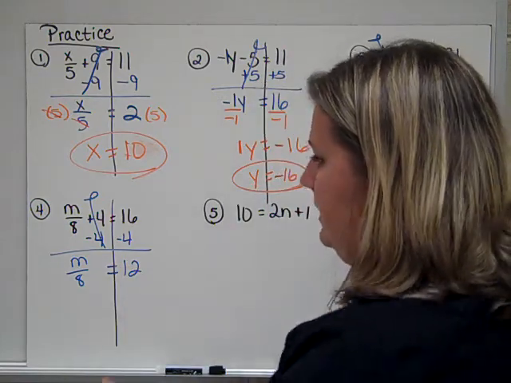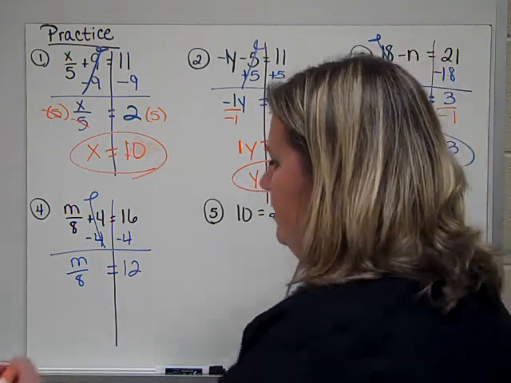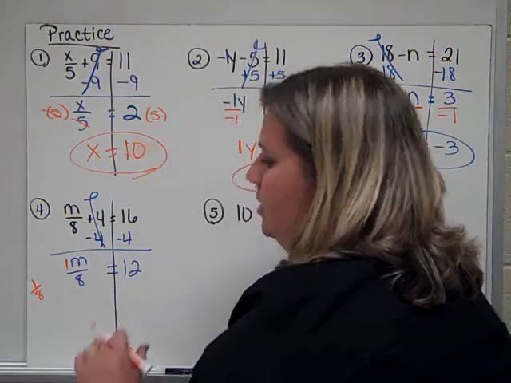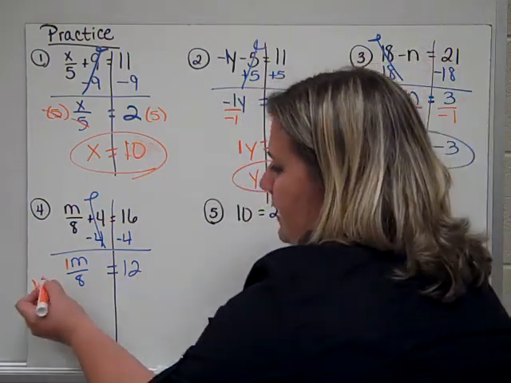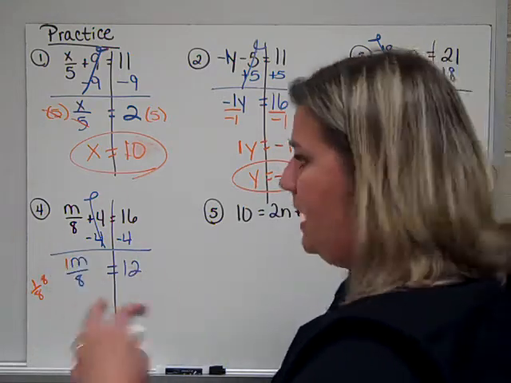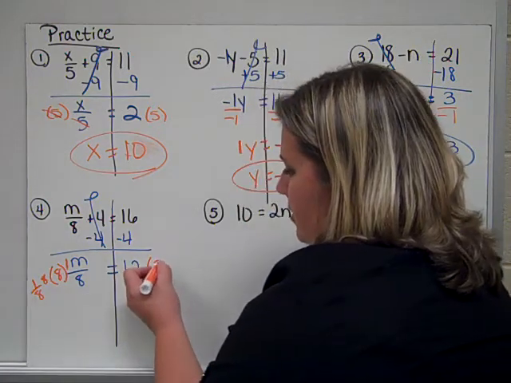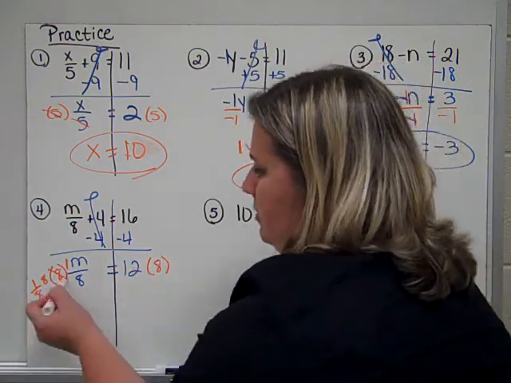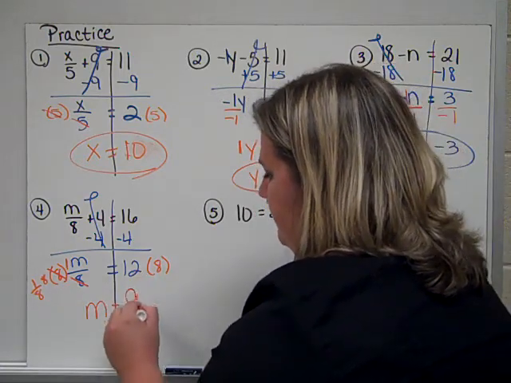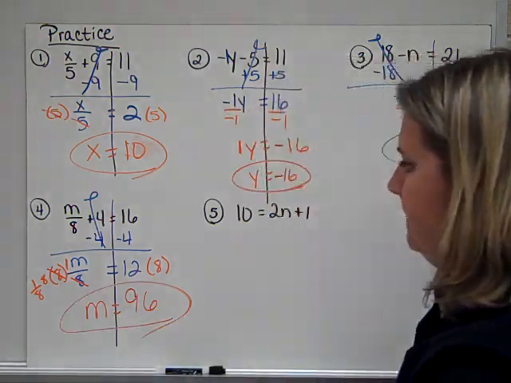Now, again, what's being divided? 8 is being divided. Remember, there's an understood 1. So my coefficient here is 1/8. What's the reciprocal of that? 8 is the reciprocal. So notice that when I say multiply by 8, I'm actually multiplying by the reciprocal. So multiply 8 here, multiply by 8 here. So that simplifies to positive 1m, and 12 times 8 is 96.